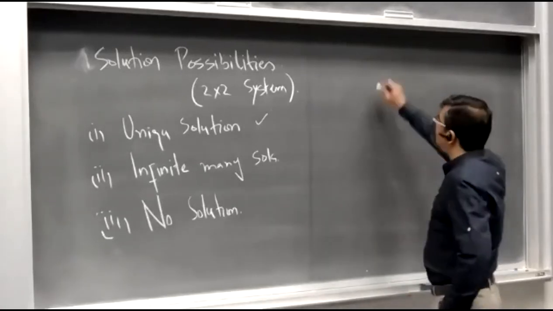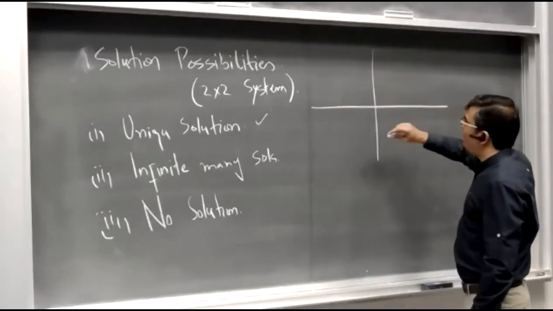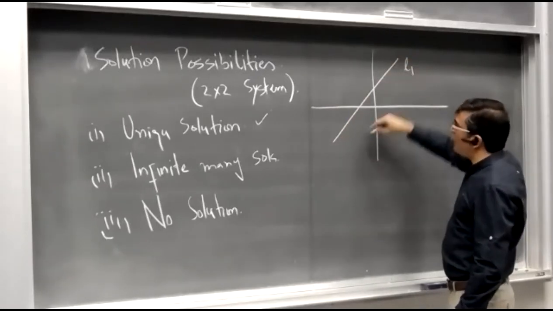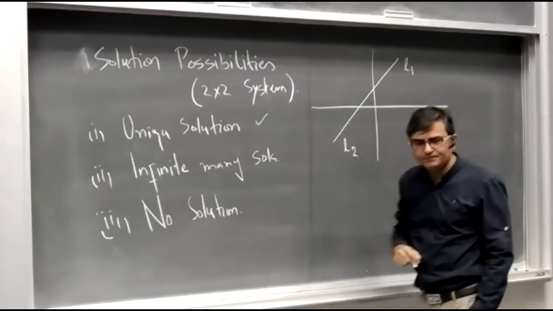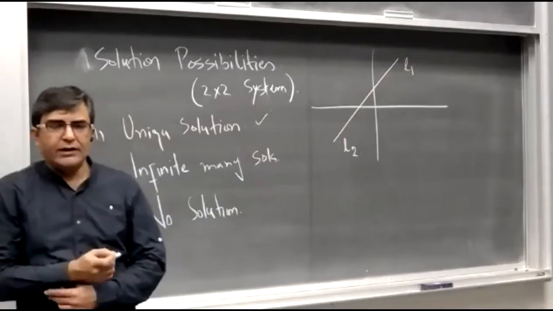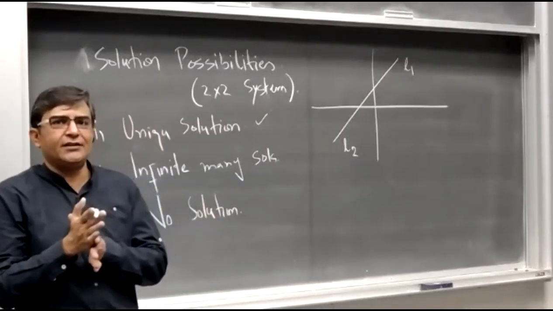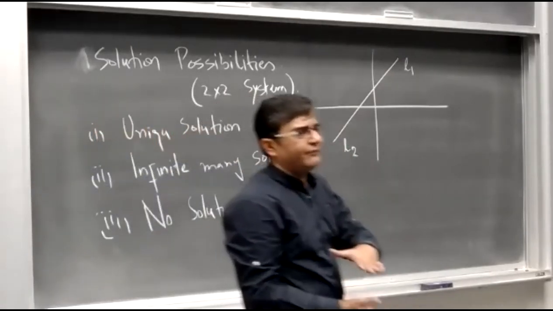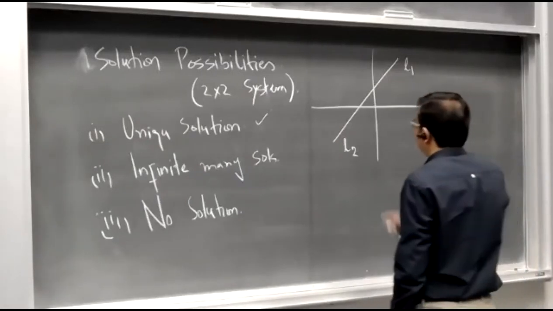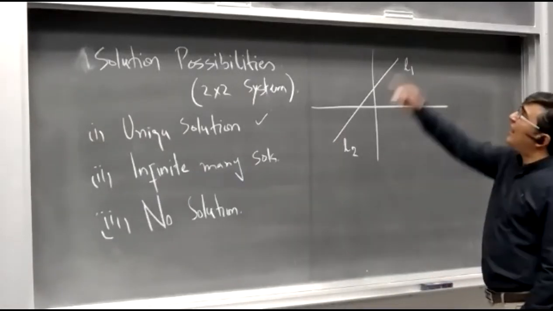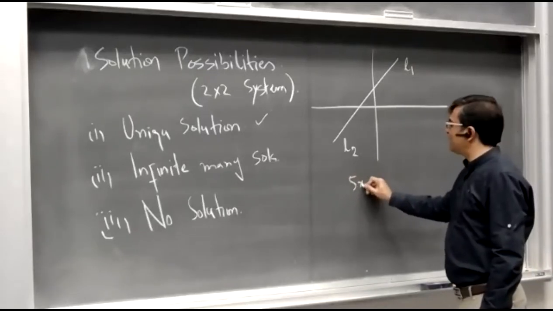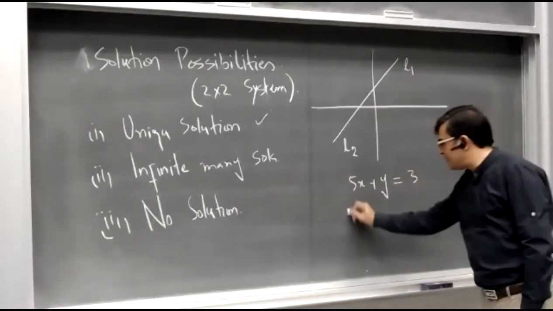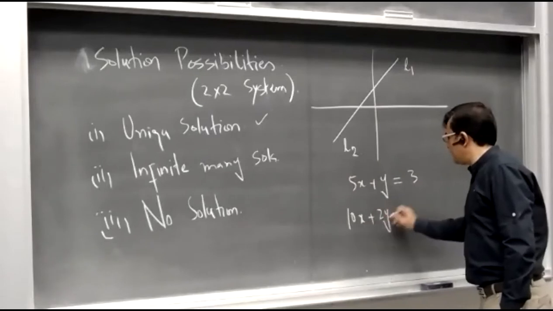Now, the second possibility graphically is what? If this is the first line and the second line is also on top of the first line, the two lines coincide with each other. One line is on top of the first line. What is this possibility mathematically? You had the equation 5x + y = 3. Now I'm going to write another equation, 10x + 2y = 6.